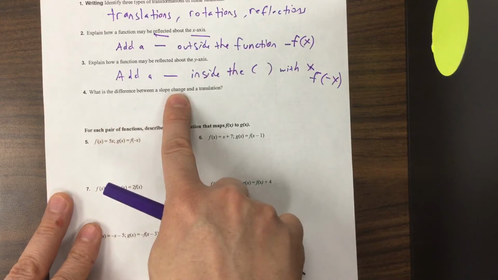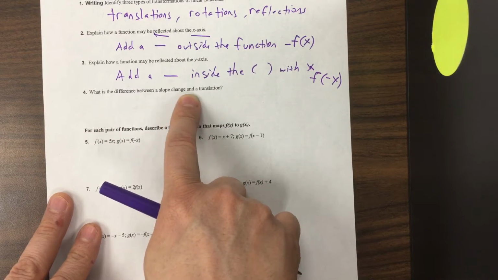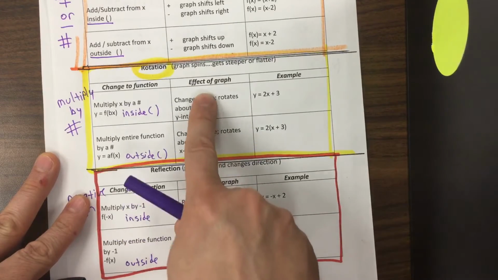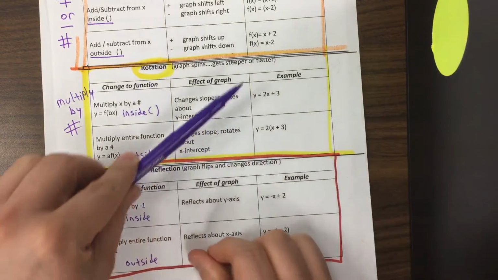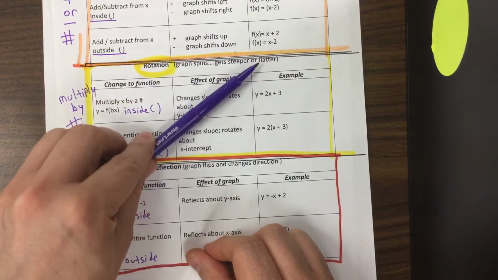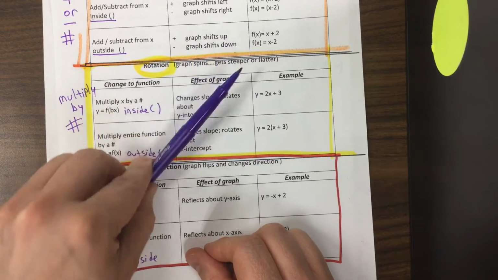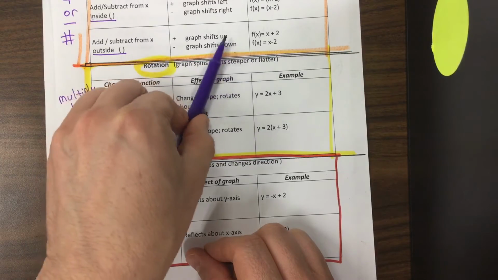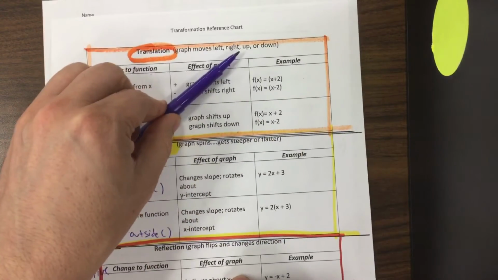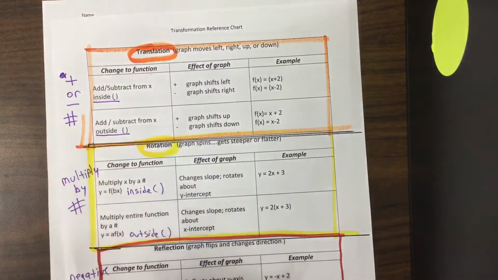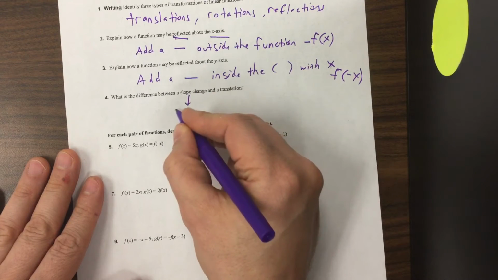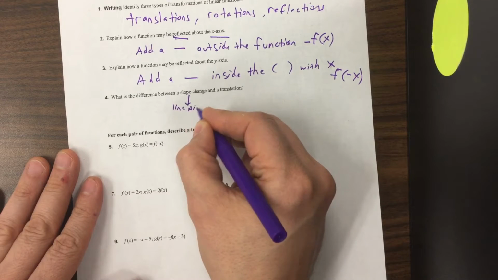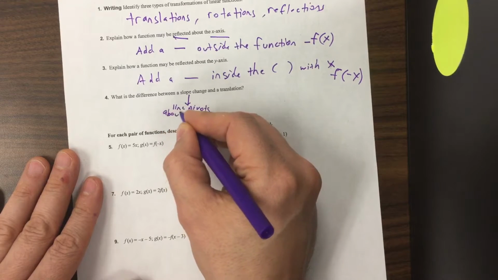Number four, what is the difference between a slope change and a translation? Well, the slope changes you see here in the middle. Slope changes are rotations. The line isn't shifting, so to speak, it's pivoting. So, slope change, the line pivots about a certain point. Translations, the line does not pivot, the whole thing shifts up and down. That's the basic difference.